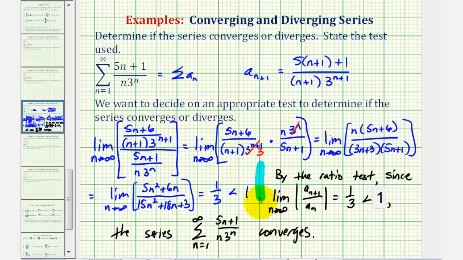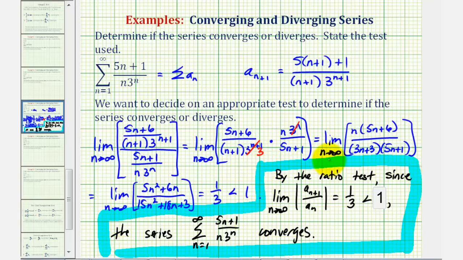Now I think I forgot to mention that when I set this up, I did not include the absolute value as stated by the ratio test because notice that if n starts at 1, a sub n and a sub n plus 1 are always positive.